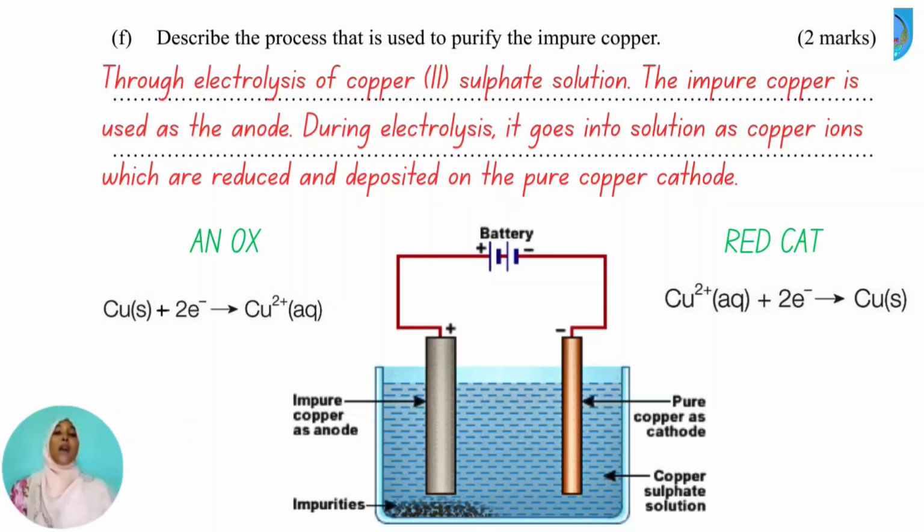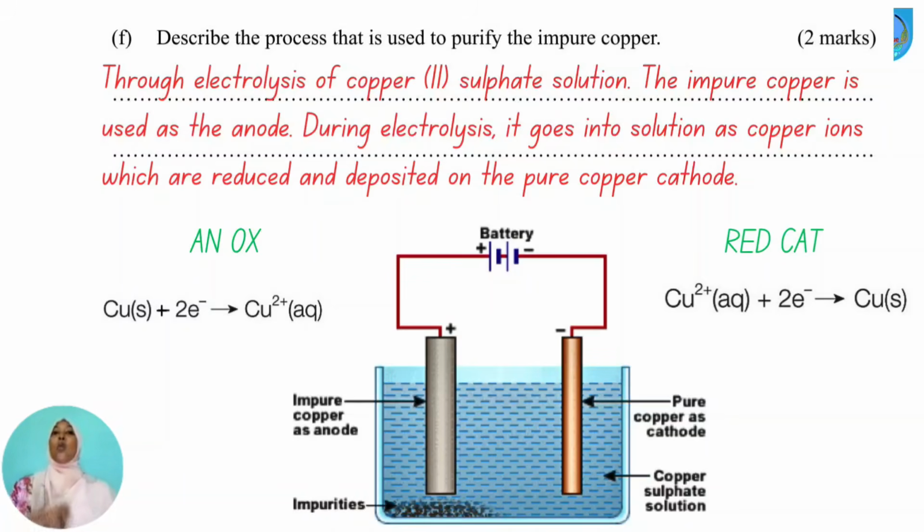Now, the electrons that have been lost will then flow through the wires connecting the two electrodes. So the electrons that were just lost at the anode will flow through the wires and move all the way to the cathode. At the cathode, the copper ions in the solution gain the electrons in order to form copper atoms. These copper atoms are then going to be deposited on the surface of the cathode.